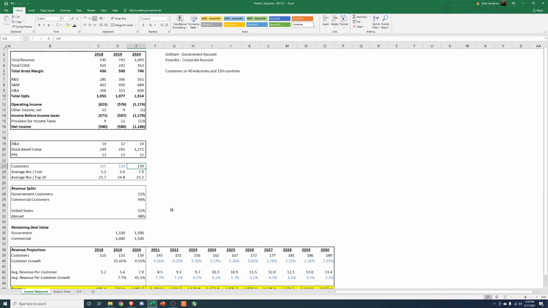So they gave us the customers in 2020, but based off the average customer and then their revenue per customer and their total revenue, you can back into how many customers they've had each year. So you can see a slow growth there.